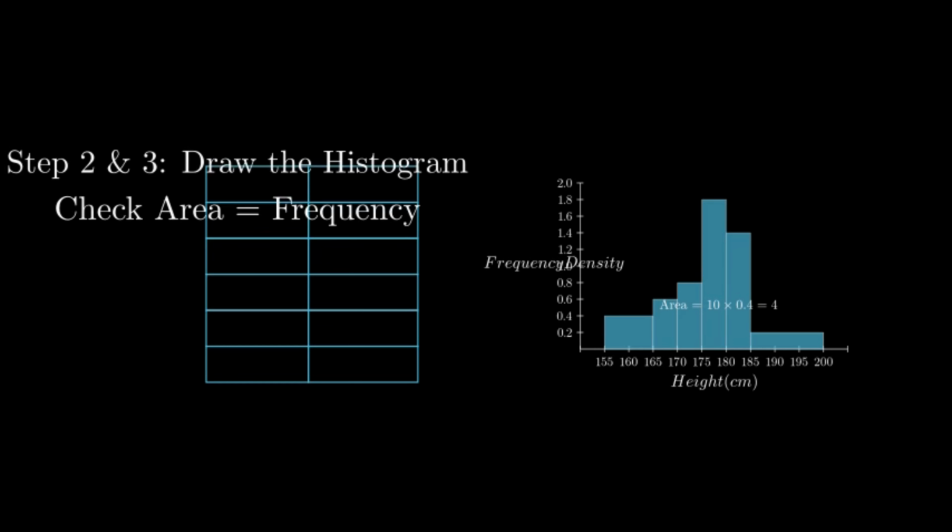To summarize, creating a histogram requires calculating the frequency density for each class, and then drawing bars where the width is the class width and the height is the frequency density. This ensures the area of each bar correctly represents the frequency.